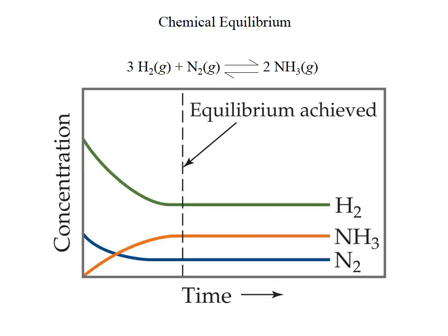So this is a graph from your book that shows concentration as a function of time. Each of the 3 reaction components is shown. You can see that hydrogen, which is green in the graph, and nitrogen, which is blue, are both reactants in this particular reaction, and they decrease in concentration over time. And then the ammonia increases in concentration over time. That dashed line you see there shows when equilibrium is achieved.